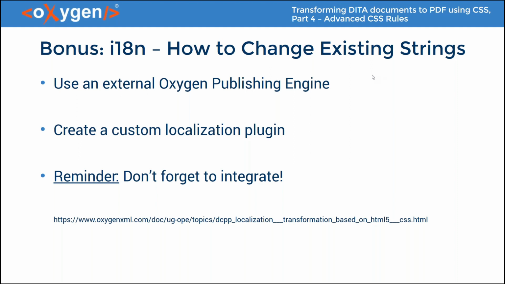work. For this, the first step will be to create a new plugin, which will be a localization plugin, and we need to integrate it in our Oxygen publishing engine. So as a requirement and as a recommendation, you should better use an external publishing engine to ensure nothing is lost when upgrading Oxygen. And by using an external Oxygen publishing engine, it will be much easier to share your custom plugins between all your team members.